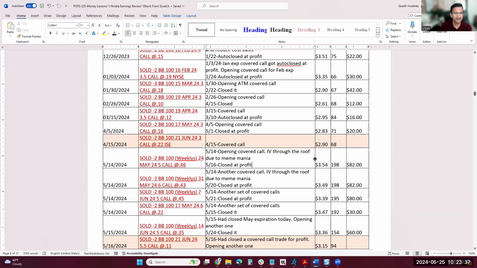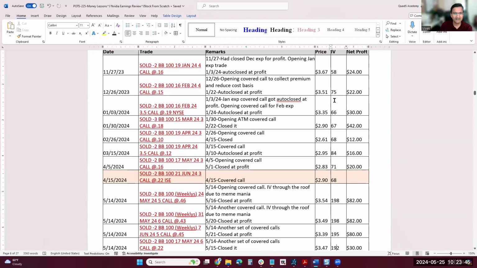Right? And why was I able to get it? Look at this IV: 198, 195, 192. Prior days, the IV wasn't that great. So even if you look at this, I sold it, let's say, for the end of Jan. You have like 45 days out. Stock is $2.90, and I sold a $3 call, almost at the money, and I collected only 18 cents. Why was the IV so low? IV was 67.